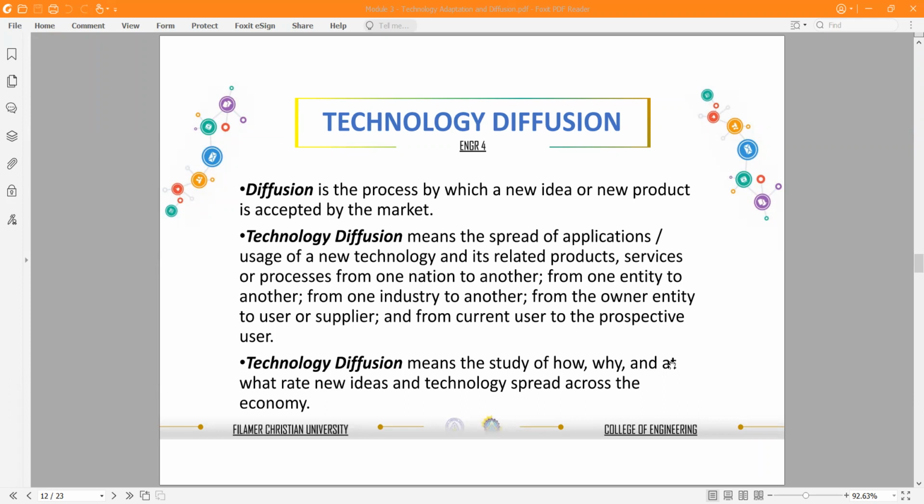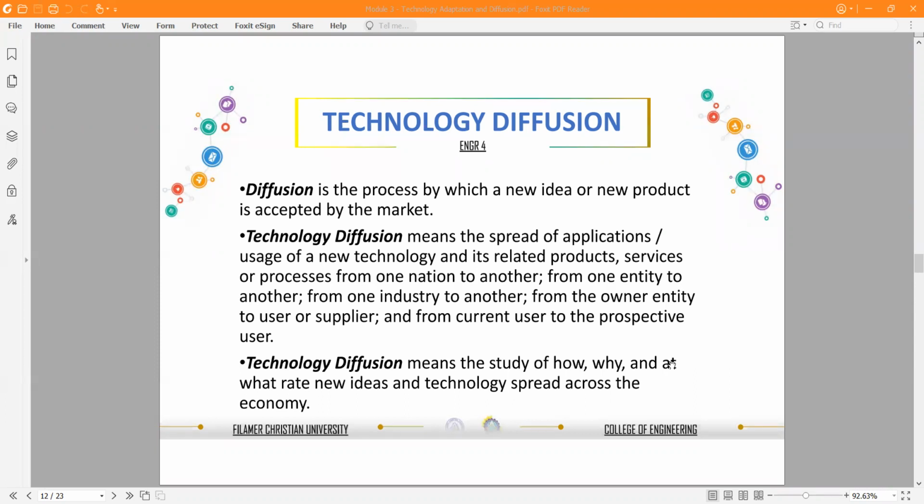And technology diffusion means the spread of applications or usage of a new technology and its related products, services or processes from one nation to another, or from one entity to another, or from one industry to another, or from one user to the prospective user. So ito yung parang customer and vendor relationship.